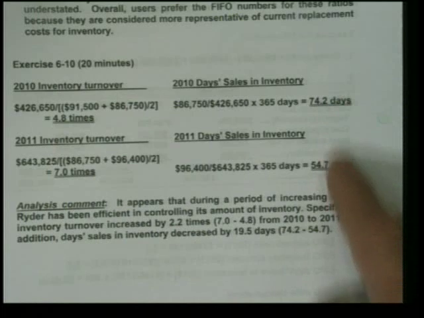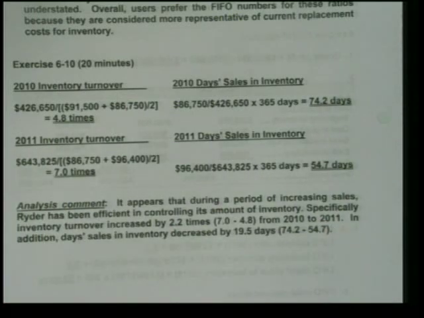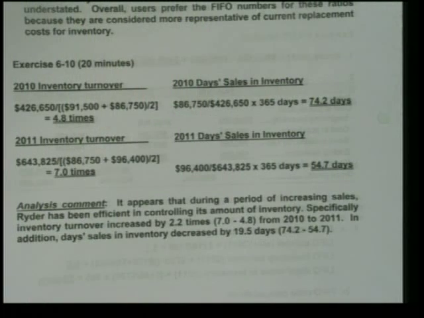Now our days sales in inventory is also decreasing. Okay? That means if we stopped buying, we would have enough inventory to last 54.7 days worth of sales in 2011. Now you don't want that number to get too small, right? You don't want customers coming in wanting to buy something and you're out of it. Okay? But looking back, the inventory turnover improved between 2010 and 2011, and we can see that the days sales in inventory is decreasing. Okay, so I think they're being somewhat efficient. Now, we don't really have a whole lot of info to trend, or we don't have competitor analysis, but this is kind of a nice little exercise, at least to practice calculating those. You with me?